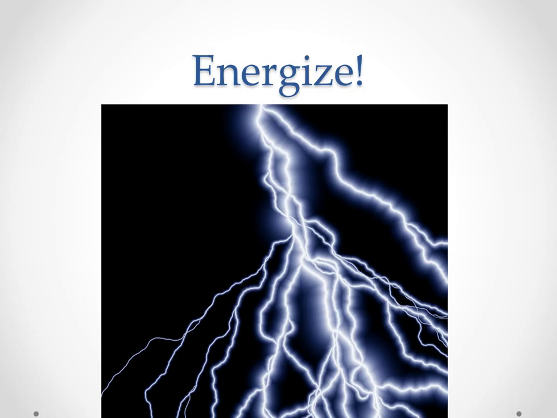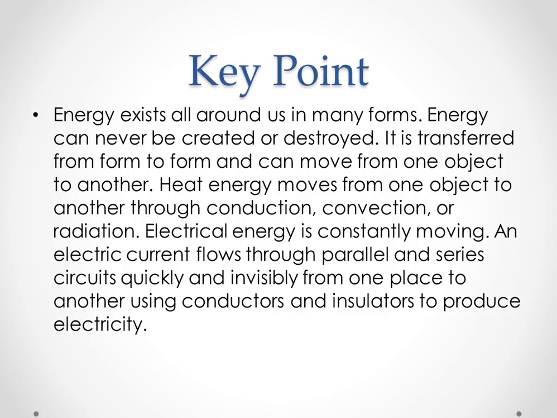Let's review our key points before we get started on mission 2 of level 2. Energy exists all around us in many forms. Energy can never be created or destroyed. It is transferred from form to form and can move from one object to another. Heat energy moves from one object to another through conduction, convection, or radiation. Electrical energy is constantly moving. An electric current flows through parallel and series circuits quickly and invisibly from one place to another, using conductors and insulators to produce electricity.